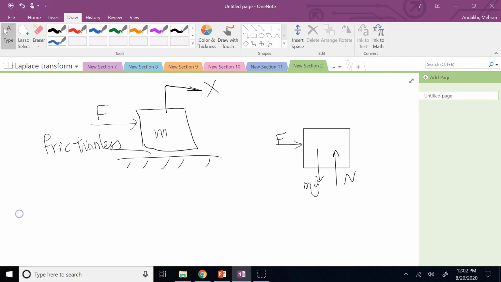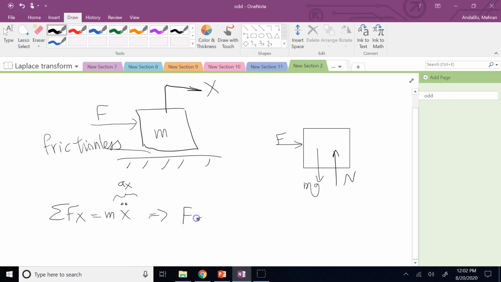So in the x direction you write your equation, sum of Fx equal to m x double dot, right? x double dot is ax, correct? The second time derivative of x. Then the only force in the x direction is F, so F is equal to m x double dot, right? And now you take the Laplace.